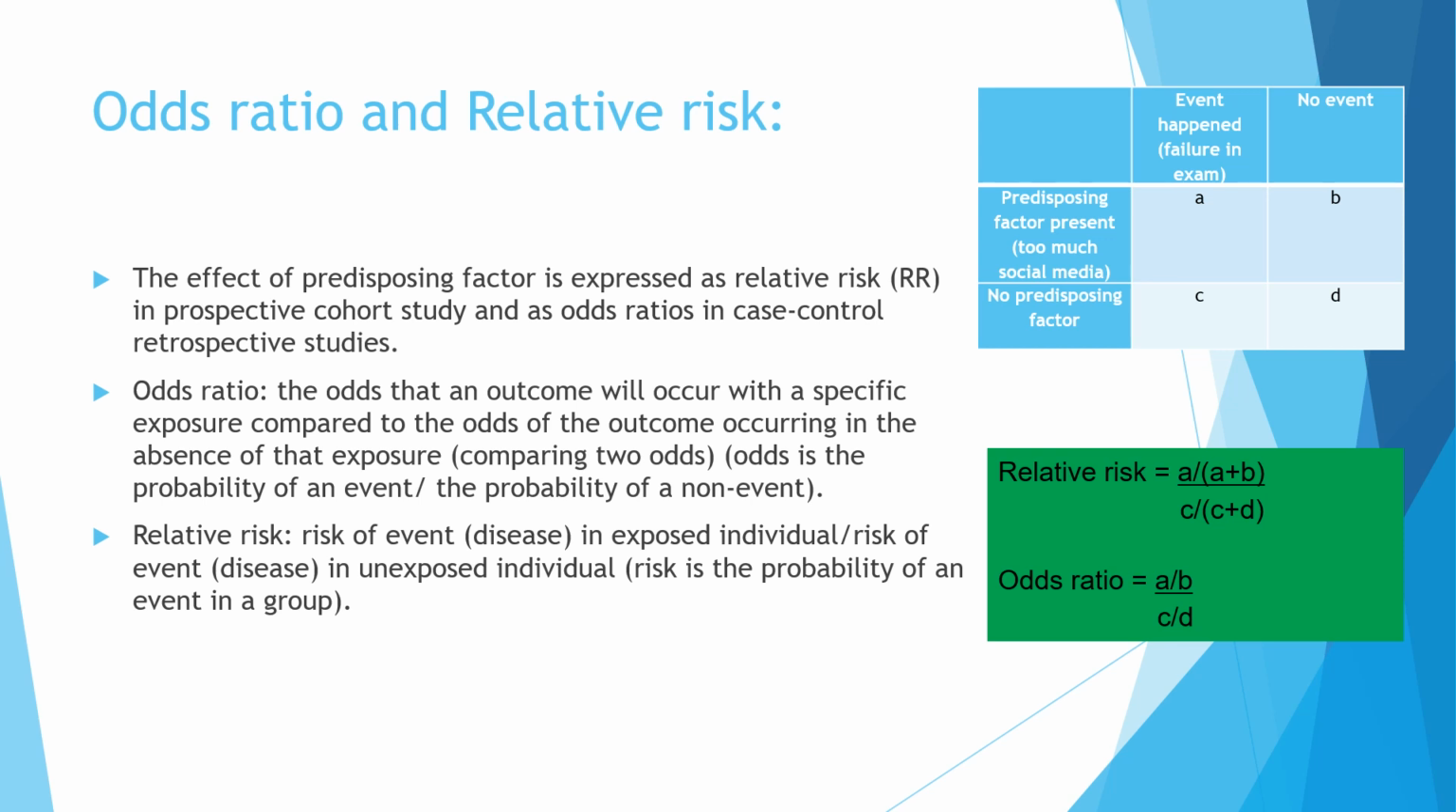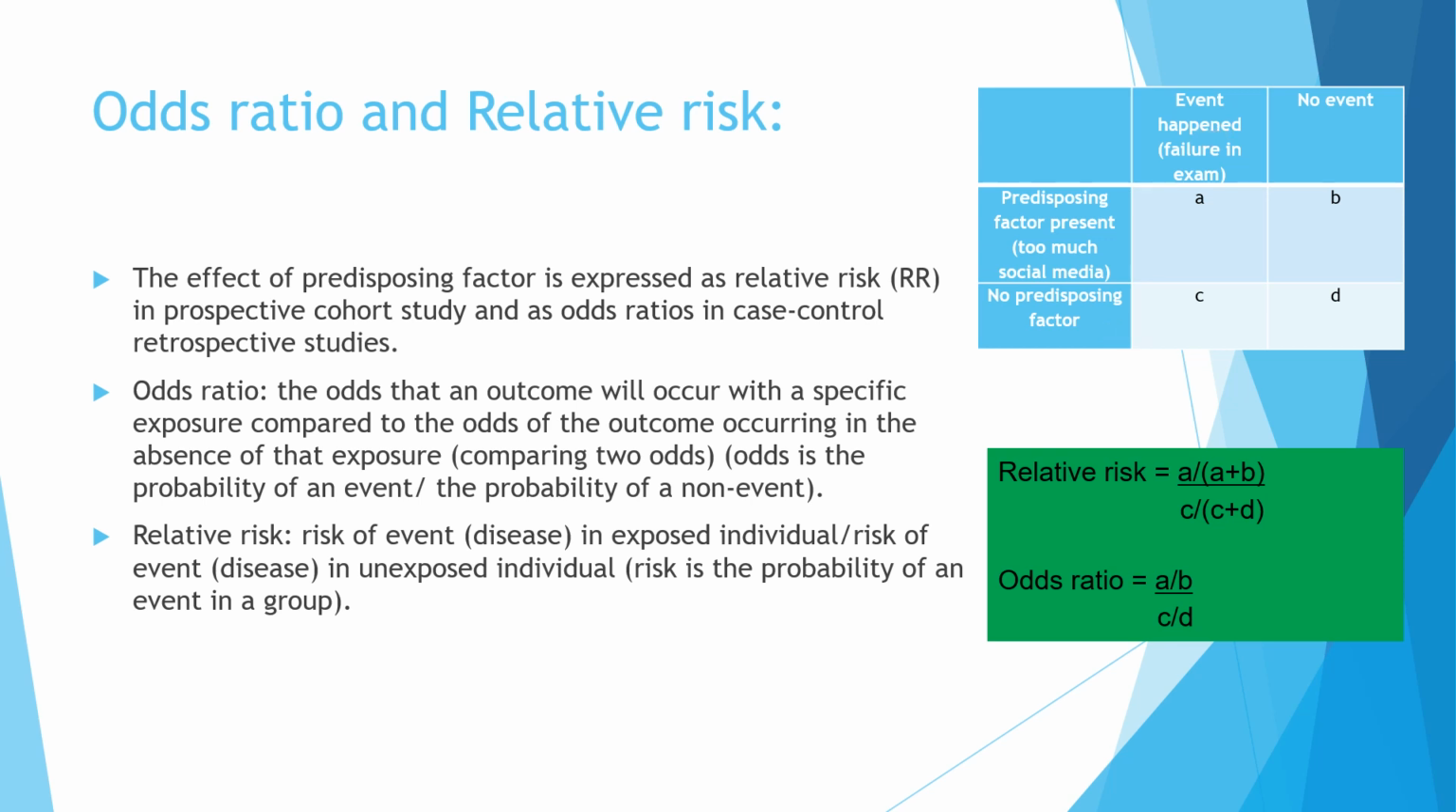So in this case, for example, if you want to use the odds ratio, let's say that you have here 10 students that have too much social media. 4 of them had failure and 6 of them passed the exam. So in this case, the odds of failure in case of too much social media will be 4 divided by 6. And if you don't have too much social media, let's say that you have 10 students with no much social media, only one of them failed the exam and 9 passed. So the odds of the event, the failure, will be 1 over 9.